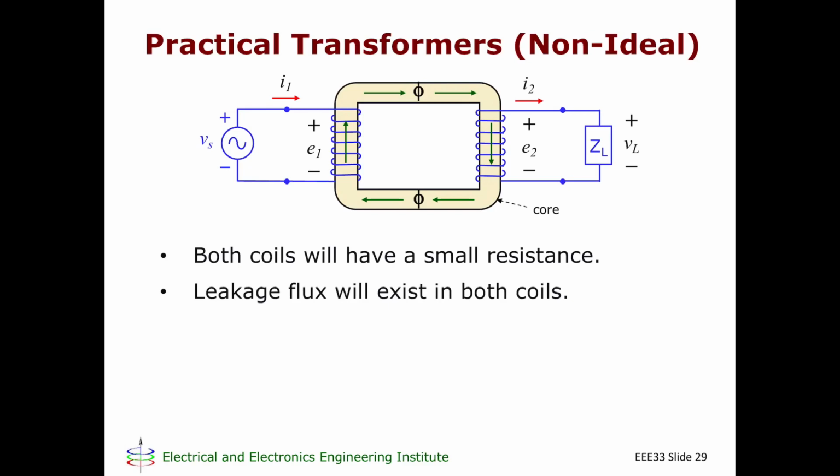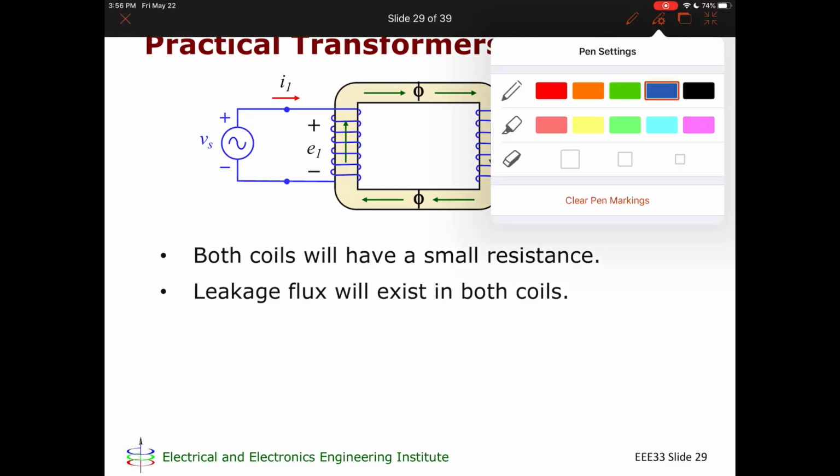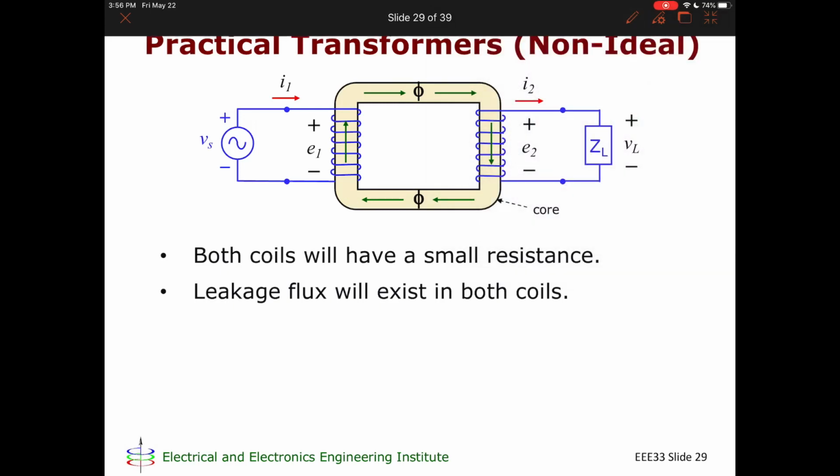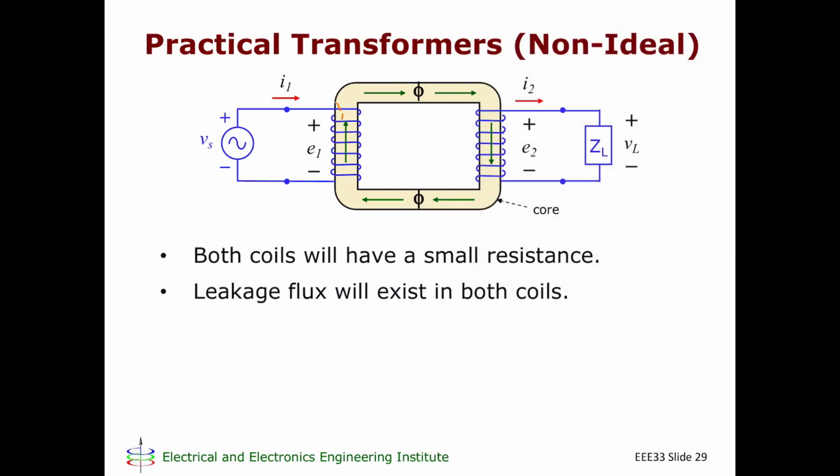Second, leakage flux will exist in both coils. So our assumption is that all the flux produced by coil 1 will flow through the core, and all the counter flux produced by coil 2 will also flow through the core. But that is not the case. There is some flux. Let me change my color here. There is some flux that will flow this way.